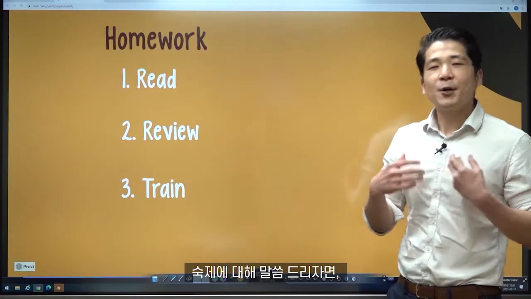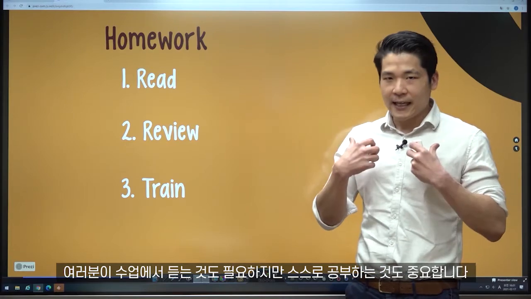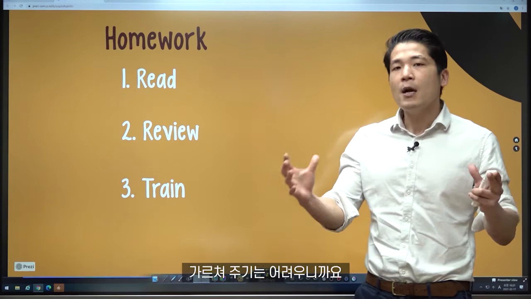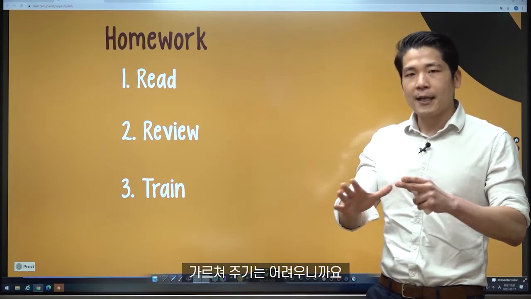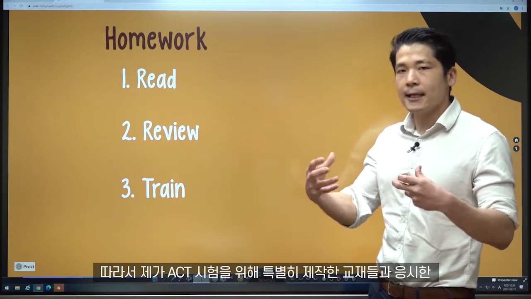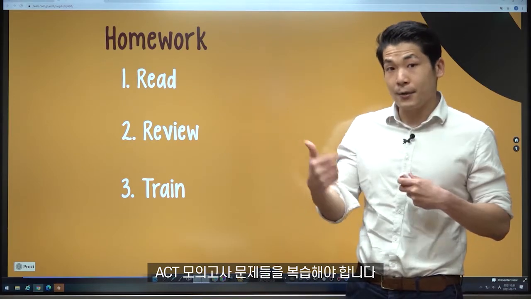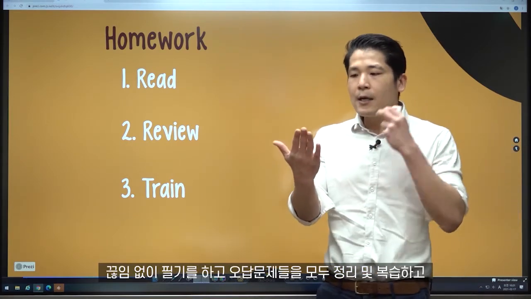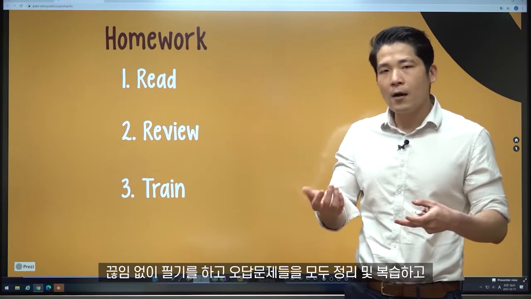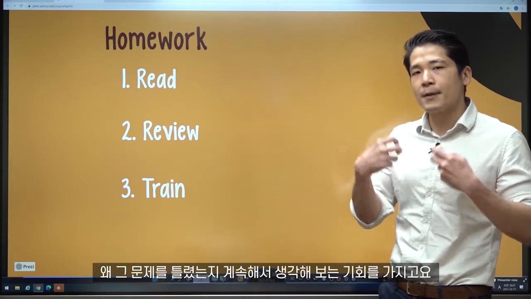Now, in terms of your homework, you'll also have to do some self-studying, because it's impossible for me to teach you everything you need to know about the ACT test just during class time. So you'll be reading a textbook, the textbook that I wrote and designed just for this test. You'll also be reviewing the practice test that you took, thinking about your experience as you were taking it, reviewing the questions that you got wrong, and taking notes on why you got those questions wrong so that you can learn from your mistakes.